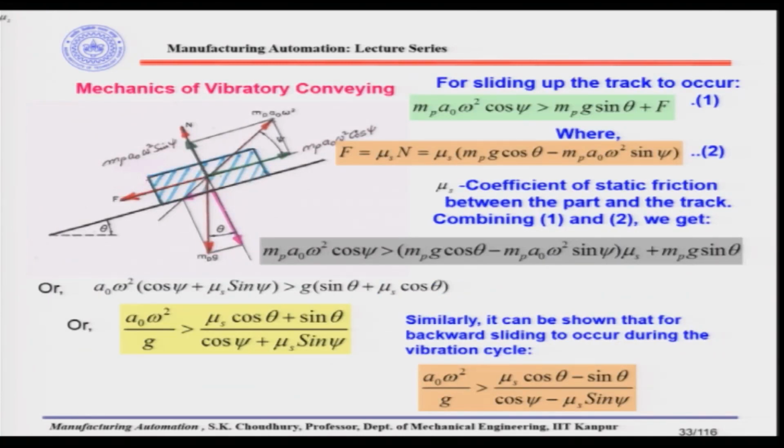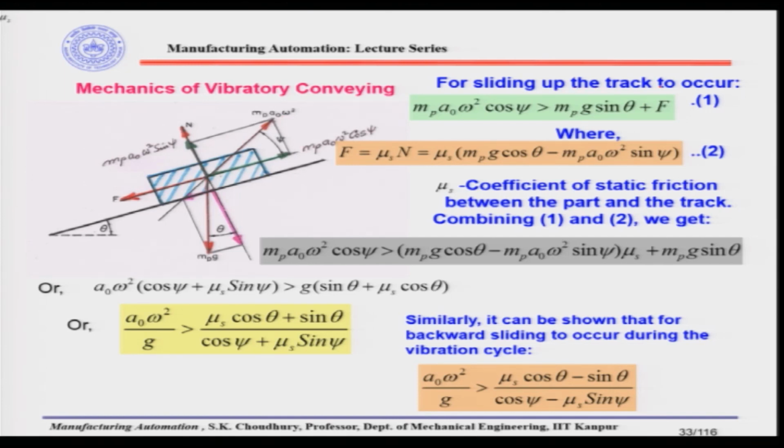Let us take an example of a small part located on the track of the vibratory bowl feeder. This is the track, which is inclined to the horizontal at an angle of theta. Now, when it is moving, MP is the mass of the part, and this is the overall resulting vibration force that you will be getting, which is MP A0 omega square. MP is the mass of the part, A0 is the amplitude of acceleration and omega is the angular velocity.